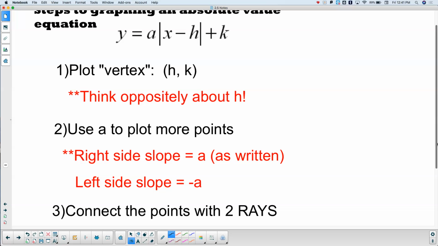Now, I will tell you that the biggest thing that I see people make mistakes on is they get careless with their rulering or their straight edging, and they make an X. Okay? These graphs are not X's. These graphs are V's. There is a difference between them.